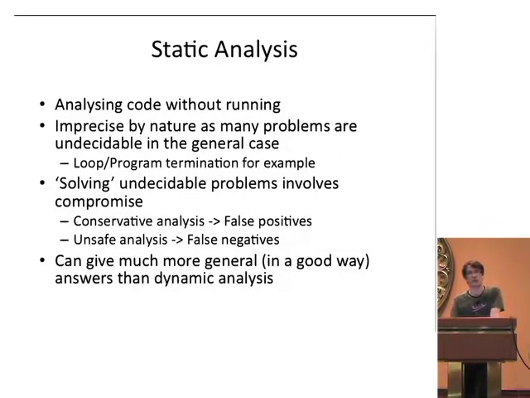Solving undecidable problems, we typically have to give conservative answers if we want to prove safety, which means we over-approximate the range of values, we over-approximate the paths that can be taken. Essentially, we end up with false positives. The alternative is unsafe analysis, which is often acceptable, which means we have false negatives. So we under-approximate the set of values, we under-approximate the paths taken. And the good thing with static analysis, you can talk much more generally. You can talk about all paths in a program, or all variables in a program.